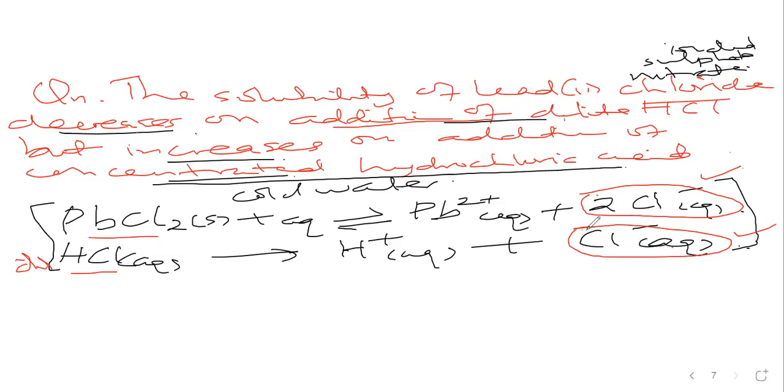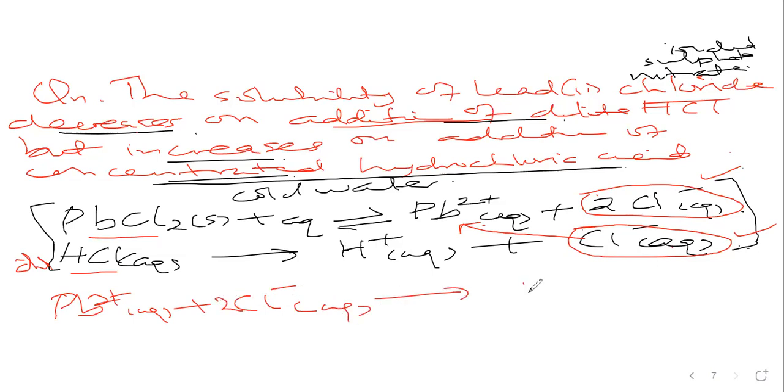This introduces chloride ions, which are common to the chloride ions from the lead 2 chloride. The excess chloride ions are going to do what? The excess chloride ions react with lead 2 ions to precipitate insoluble lead 2 chloride.